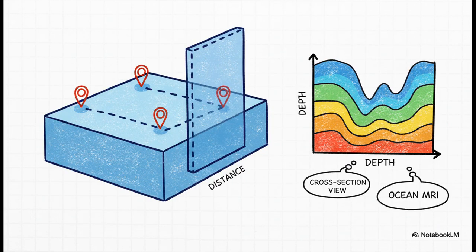But you can also slice the ocean right open. ODV lets you literally draw a line across the map, connecting different data stations, and it creates what's called a section plot. This gives you this incredible cross-section view, showing how things like oxygen levels change with both depth and distance. It's seriously like an MRI for the ocean.